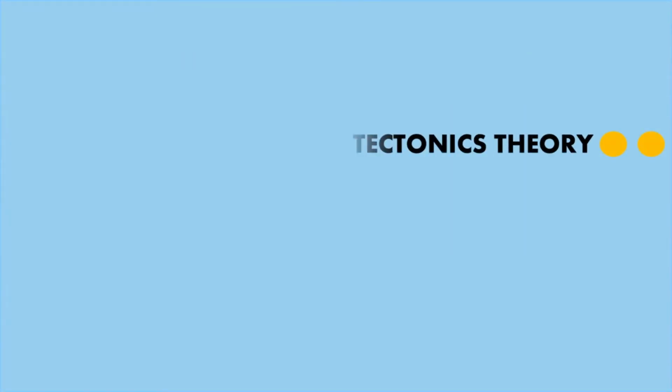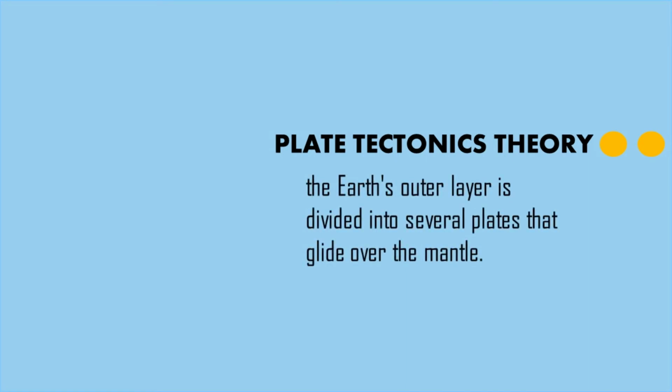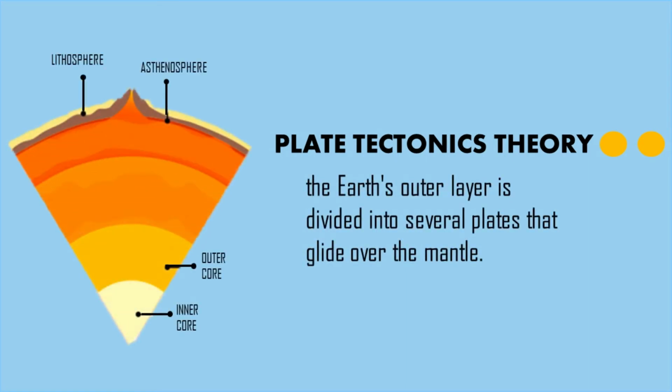Plate tectonics is the theory that the Earth's outer layer is divided into several plates that glide over the mantle. These plates act like a hard, rigid shell. The strong outer layer, called lithosphere, includes the crust and outer part of the mantle. Below the lithosphere is the asthenosphere, which is malleable or partially malleable, allowing the lithosphere to move around.